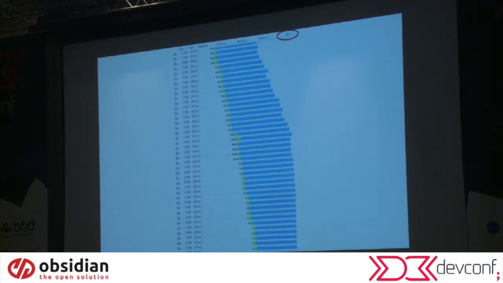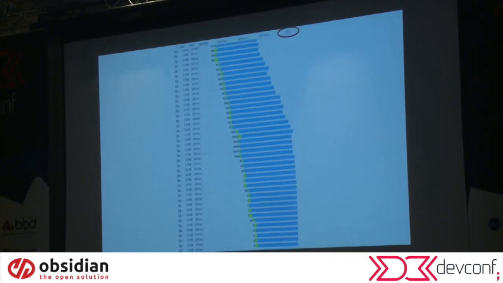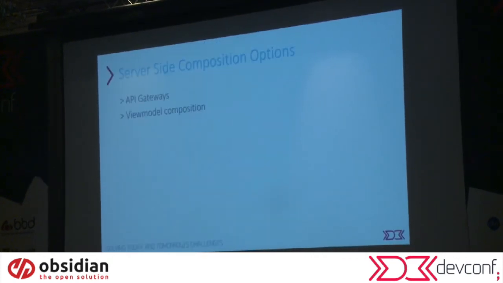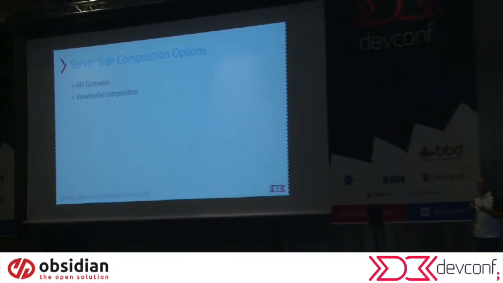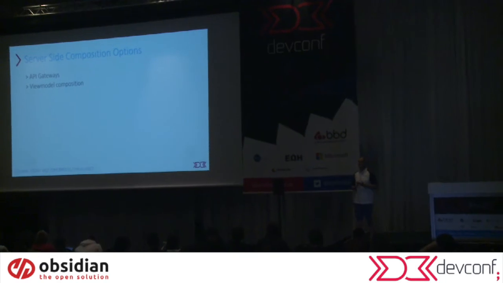So we need a way to take all these hundreds of little requests that we're going to have, and combine them into one request and one response. HTTP 2 makes this a bit better, but it still doesn't quite solve the problem. And it's a problem that can be solved. The 2 ways that I'm going to talk to you about to solve that are API gateways and view model composition.